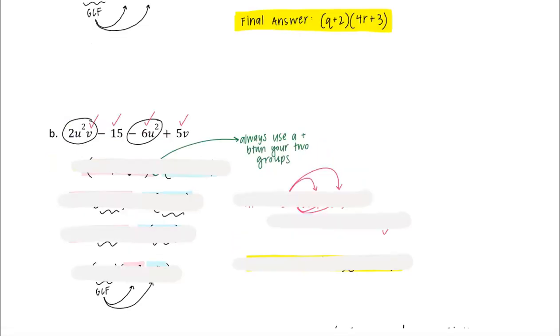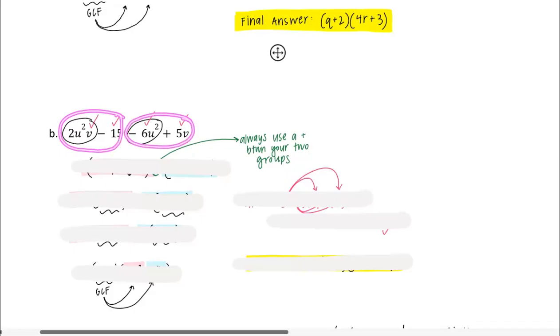Okay, let's try another one. You'll notice that if you try to group up the first 2 terms and the last 2 terms here, you don't really have any common factors. 2 and 15, their only common factor is 1. 6 and 5 only share a common factor of 1. So there's a couple ways you can do this, but I'm going to choose to put the 2u squared v with the negative 6u squared in one group, and then the other two terms in my other group.